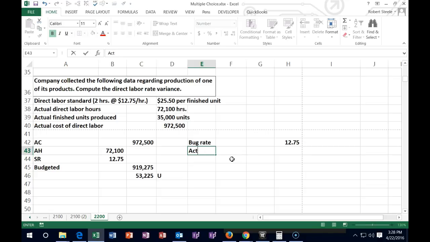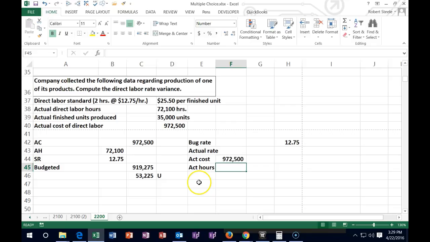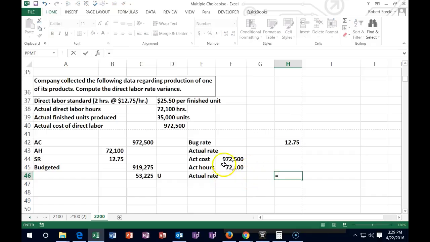So the actual rate per hour we're talking about. How can we calculate the actual rate? Well, we have the actual cost, the total cost, which happens to be the 9725, and then we can divide that by the actual hours. And the actual hours in this case was the 72.1, so that means the actual rate would be the 972.5 divided by the 72.1. So that equals the total cost divided by the hours that were input. And then once again, I'm going to add the decimal to that. So I'm going to go over here in the tabs and add the decimal.